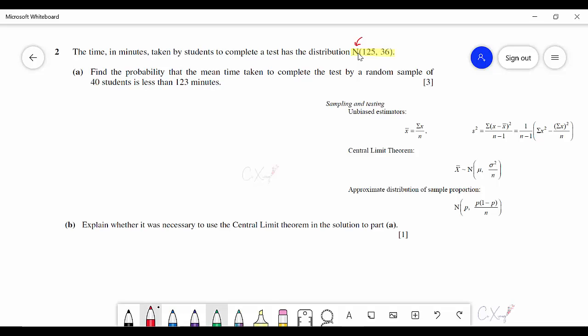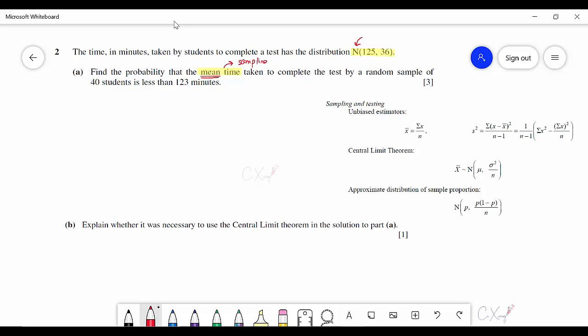Alright, okay, then they want you to find the probability that the mean time. So highlight the keyword mean time. The main keyword here will be the mean. So when you see the words mean time, mean length, mean height, and so on, generally it means sampling distribution.